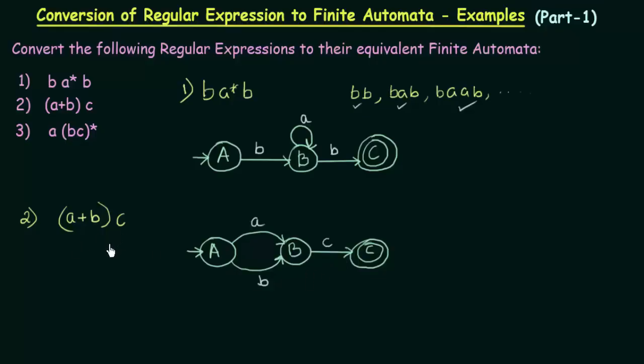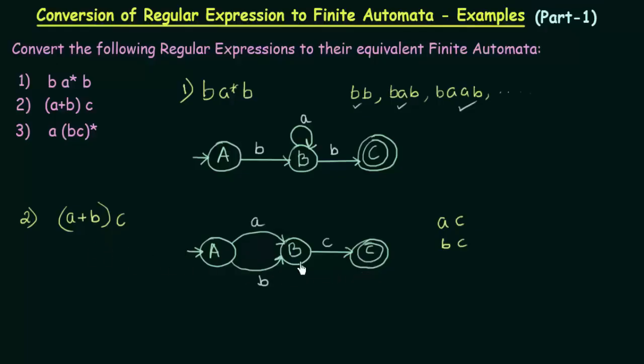So let's see what are the strings that are accepted by this regular expression over here. So A plus B and C. That means A or B followed by a C. It could be A followed by a C, or it could be B followed by a C. So these are the kind of strings that will be accepted by this regular expression.